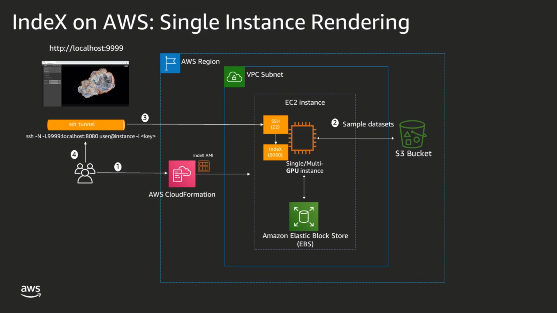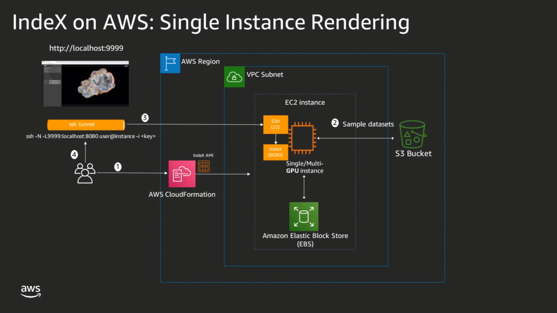When the EC2 GPU instance is running, you either enable port forwarding via SSH tunneling to the instance or enable port 8080 in the EC2 security groups. Once the connection is established, you can log into the EC2 GPU instance and execute the Index viewer script along with the sample or custom dataset for visualization.